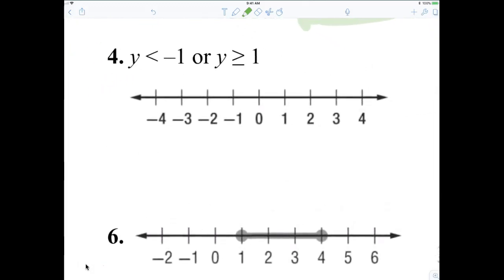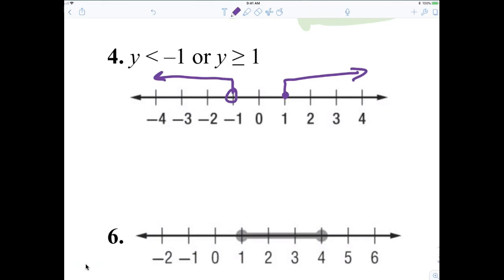All right, now we got a tough one. Got to be thinking. y is less than -1. So here we go. y is less than -1, so I'm going to draw it out. And then y is greater than or equal to 1. Now, again, that's an "or" statement, correct? So "or" means it can be true for one or the other. An "or" statement can be true for one of them. So that is the answer.